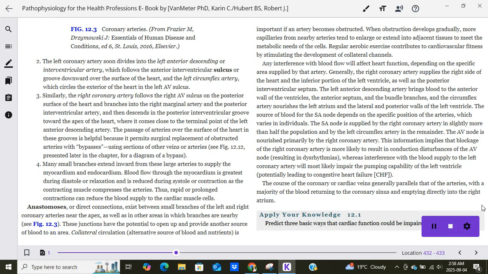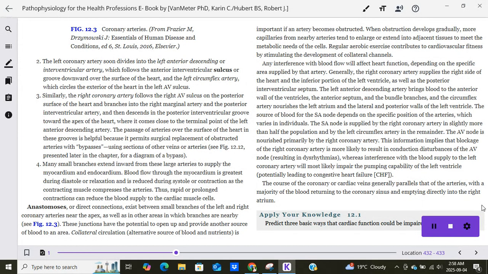The passage of arteries over the surface of the heart in these grooves is helpful because it permits surgical replacement of obstructed arteries with bypasses using sections of other veins or arteries. See Fig 12.12, presented later in the chapter, for a diagram of a bypass.